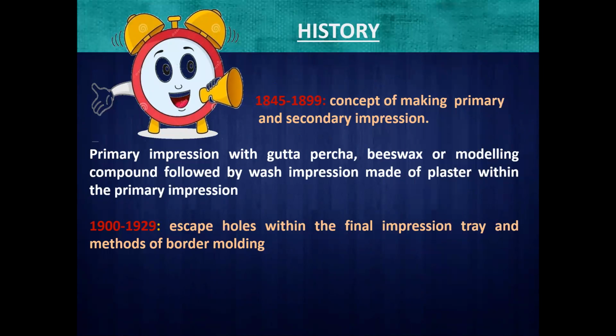Coming on to the history, it was in 1845 to 1899 when the concept of making primary and secondary impression was introduced. The primary impression was made with gutta percha, beeswax or molding compound, followed by a wash impression made of plaster within the primary impression. Then between 1900 to 1929, the concept of escape holes was introduced, that escape holes have to be given within the final impression tray, and the various methods of border molding were introduced.